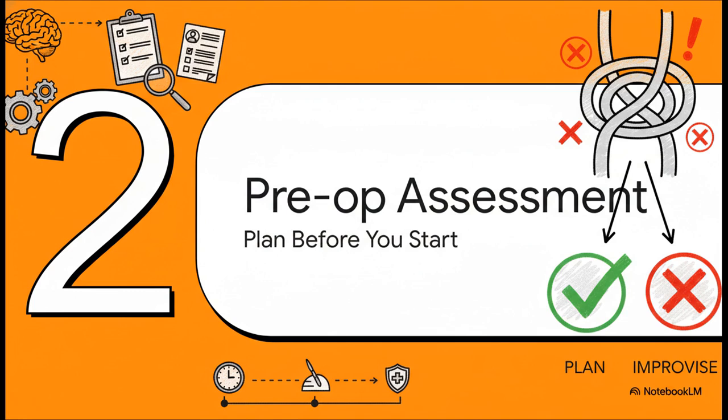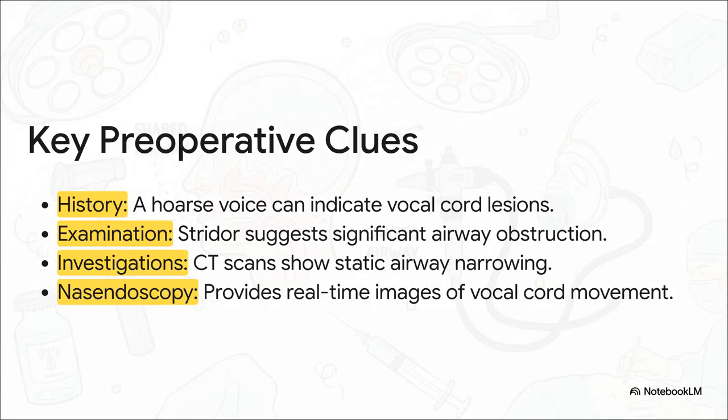Well, it starts right here, way before the patient even enters the operating room. A really thorough pre-op assessment is not optional. This is where you find the potential landmines and figure out how to win before the game has even started. You have to be a bit of a clinical detective here. A hoarse voice? That's not just a symptom. It's a huge clue pointing you towards vocal cord issues. Stridor? That's a massive red flag for a serious obstruction.